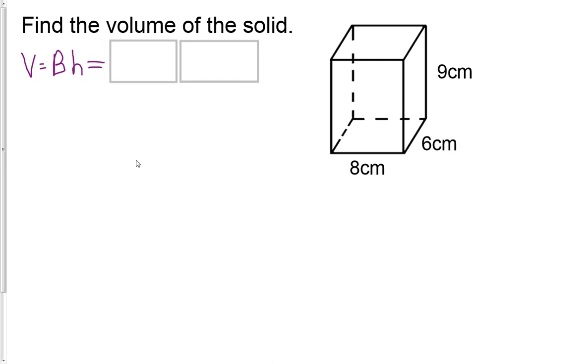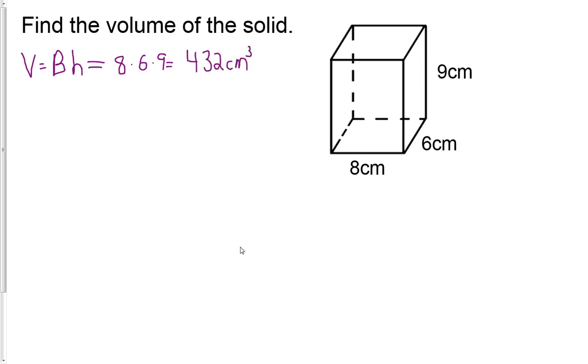So moving on, volume is base times height. I chose 8 times 6 to be my base, so 8 times 6 is the base, 9 is the height, and we get 432 centimeters cubed. Labels are extra important, as already emphasized, so make sure you keep track of those.